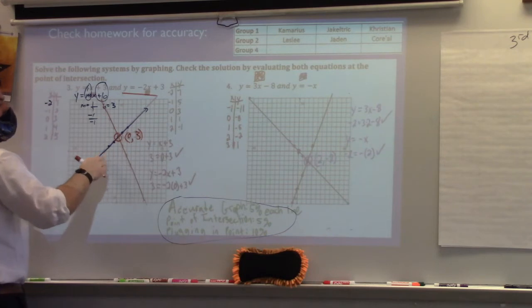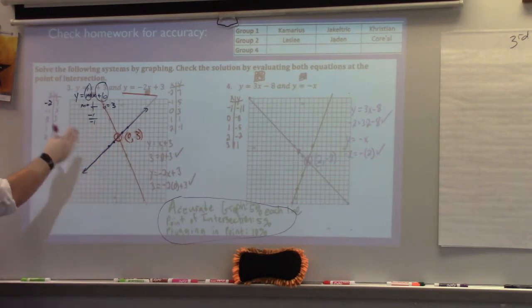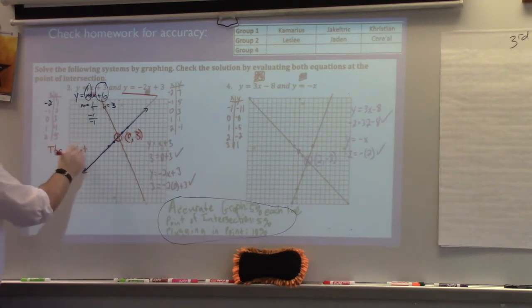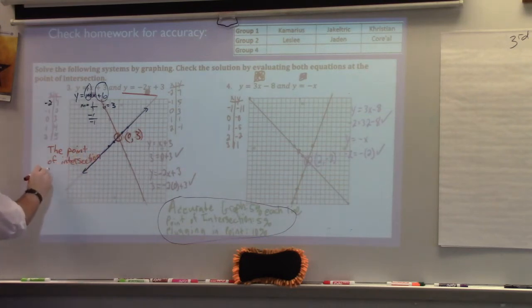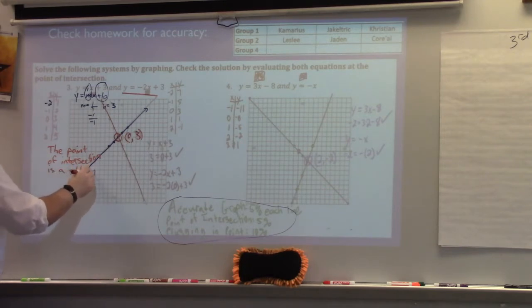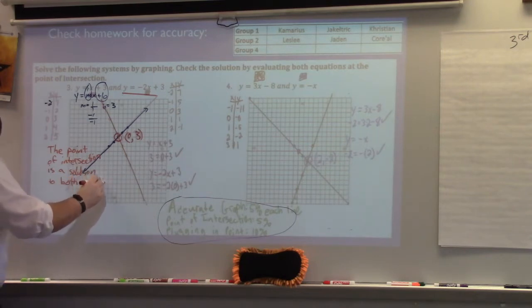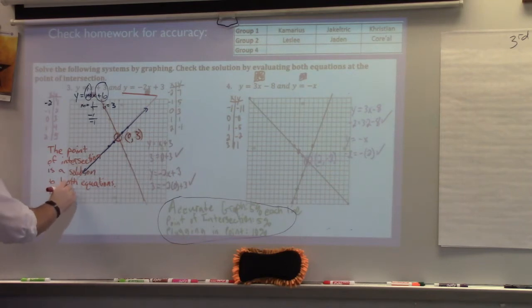Now that I found a point, a solution to both equations, I have solved it. Right? The point of intersection, so that's a good question. Right? The point of intersection is a solution to both equations. Therefore, the system is solved.